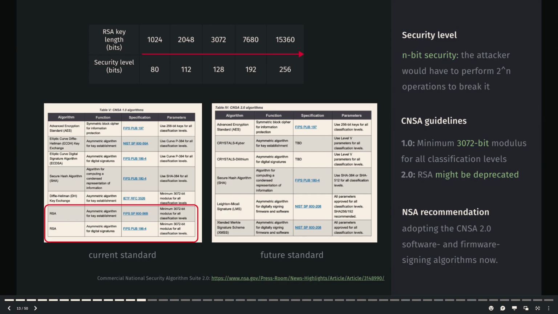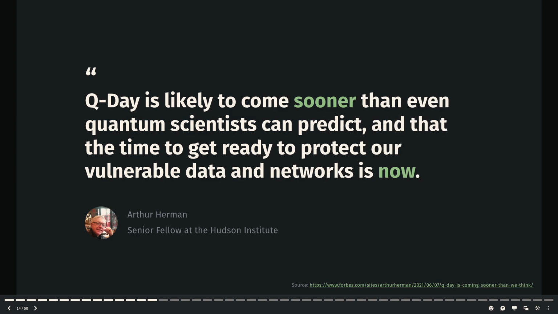Shor's algorithm presents a serious challenge to not only RSA encryption, but also other encryption methods. I'm quoting Arthur Herman, who is the director of the Quantum Alliance Initiative, that Q-Day is likely to come sooner than even quantum scientists can predict, and the time to get ready to protect our vulnerable data and networks is now. We need to prepare for this quantum-safe future by considering post-quantum cryptography practices that can resist quantum threats.